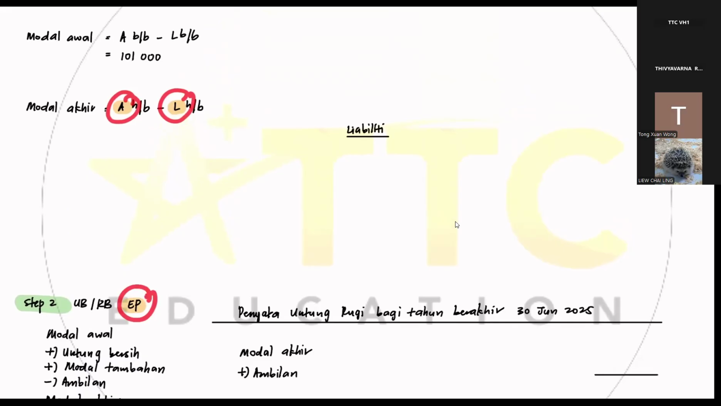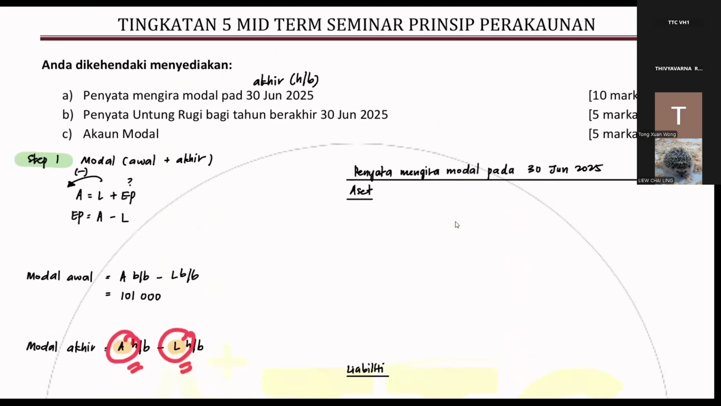We need asset and liability to get modal. We need only EP to get untung rugi bersih. So if we find any hasil and belanja, do we still need to recall it? Yes or no? No. So remember for kaedah berbandingan, forget all the hasil and also belanja. Just ignore.